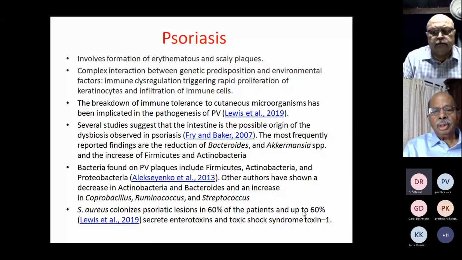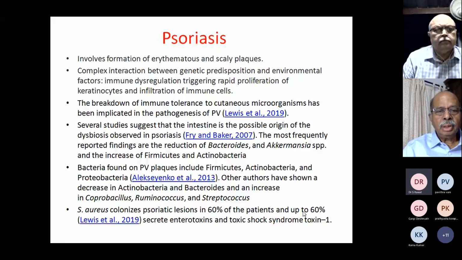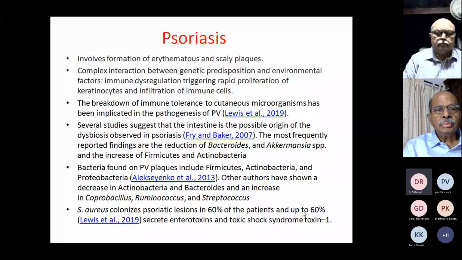So then there is a breakdown of immune tolerance to the cutaneous microbiomes, which has also been seen in the pathogenesis of psoriasis. There have been several studies which suggest the intestine is a possible origin in this disease, originating from dysbiosis. And it has been reported that there is a reduction of a few beneficial bacteria, such as Bacteroides and Akkermansia species, and an increase in other bacteria, such as Firmicutes and Actinobacteria.